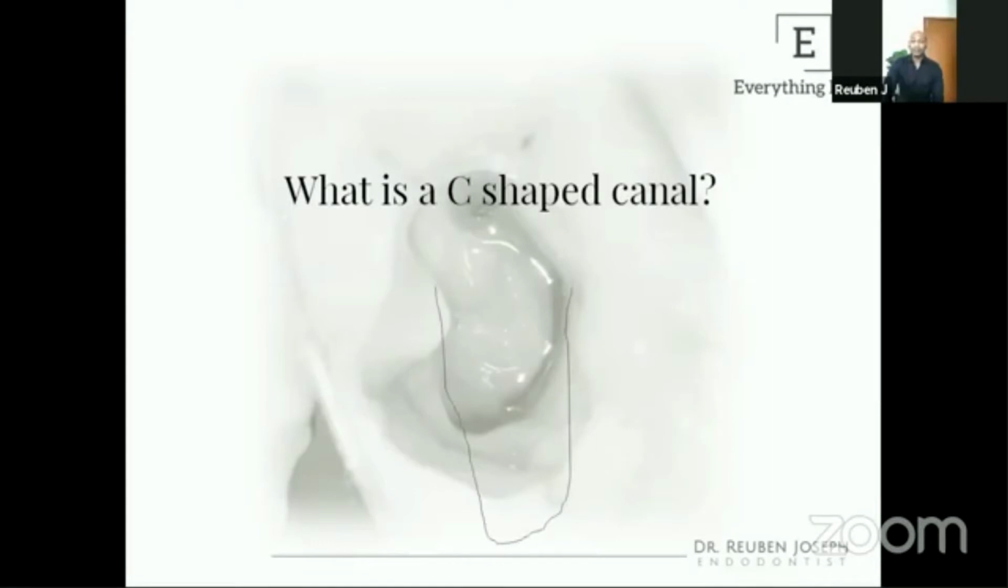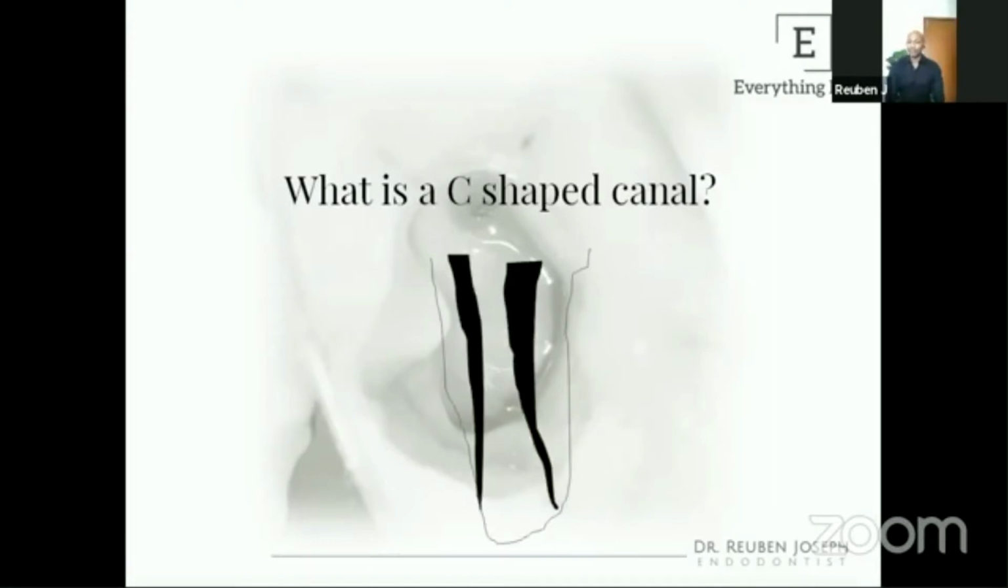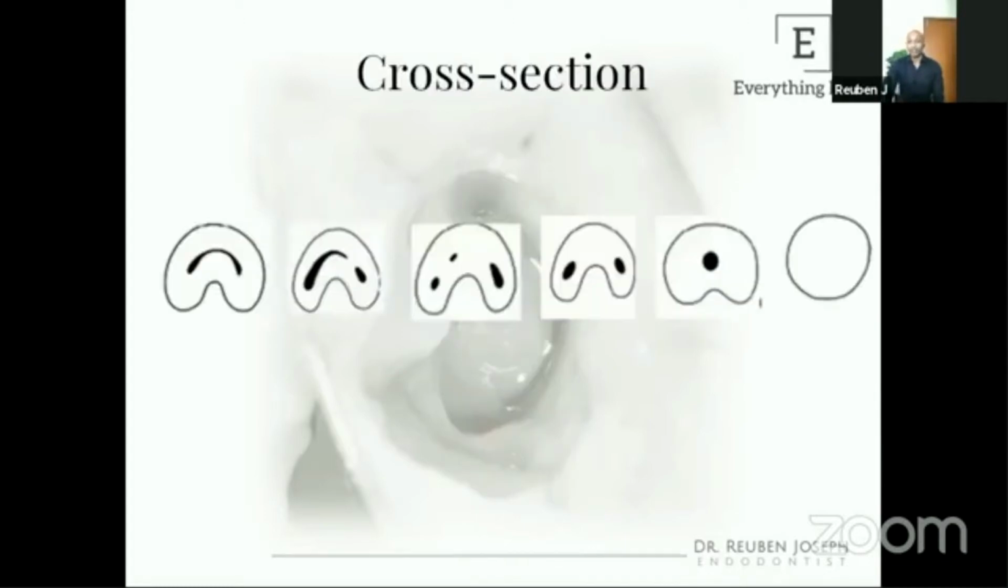So to begin with, what is a C-shaped canal? To put it in very simple terms, you have a root canal space with probably one or more entries, one or more exits, and a lot of connections in between. That's what it is. It's just many entries, probably one or more exits, and then a lot of interconnections in the form of fins, webs, or accessory canals. That's pretty much what a C-shaped canal is.